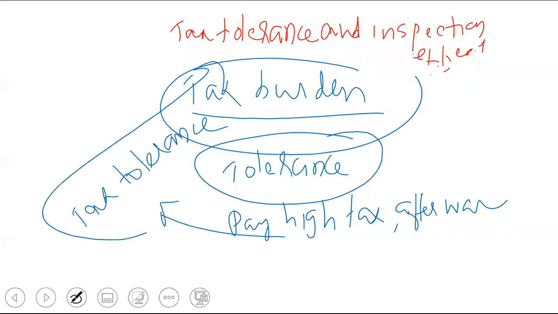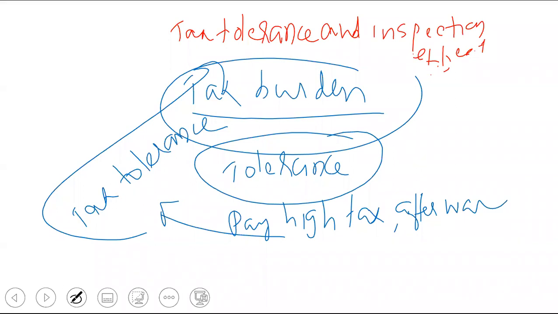Look, what is tax tolerance, children? First point is, during the period of war, government imposes high taxes. Point number 1, because they want revenue. So once the war gets over, generally people will oppose because they are paying high tax. But sometimes people will not oppose because they are already habituated to paying the high tax. So that tolerance power is known as tax tolerance.